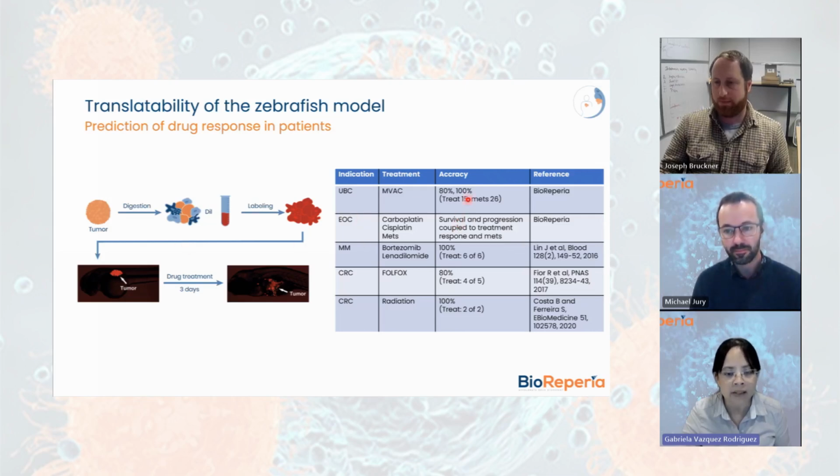And this high accuracy and high translatability of the zebrafish model is supported by other labs, which have published their results in different journals, where they observe that the zebrafish tumor xenografts, or zebrafish avatars, can show different accuracy levels from 80%, as we showed, to 100%. The only difference is that the number of patients goes from 2 to 6, and this data was obtained from about 50 different patients.